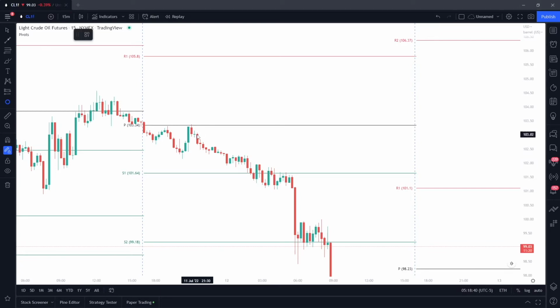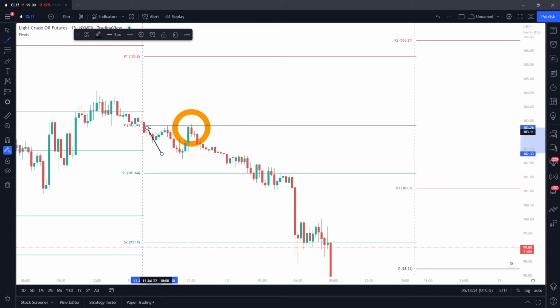trades. If we take a look at the chart that I have open, I've got the crude oil chart. It's a 15-minute time frame. Let's direct our attention to this exact point here. We can see that the market opened around our pivot point and then it traded down for some time before eventually retracing back up and testing our pivot point line.